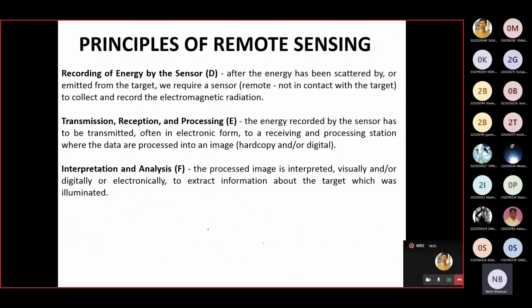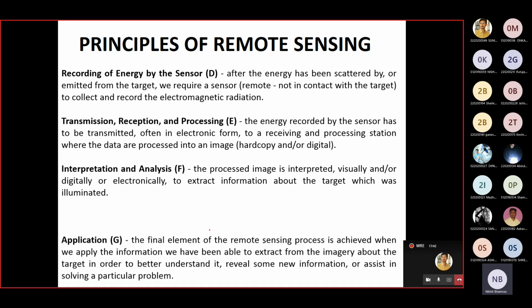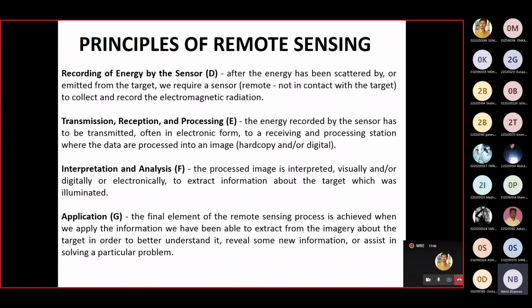Interpretation and analysis is the sixth principle of remote sensing. The processed image, after collecting this information in electronic format, needs to be considered for the purpose of interpretation. Visually or digitally, we can interact with that image, and we can extract the information about the targets which were illuminated by the electromagnetic waves and captured by the sensors. So interpretation of the digital image is considered the sixth principle of remote sensing. Then after this information has been gathered, the next thing is that we need to think about the applications.